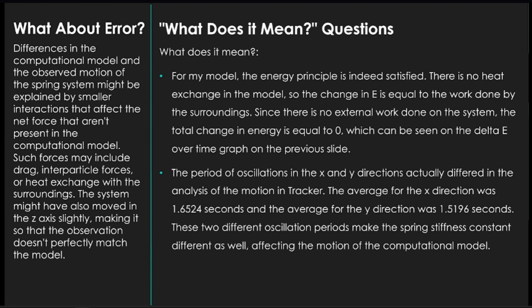The period of oscillations in the x and y directions actually differed in the analysis of the motion in Tracker. The average for the x direction was 1.6524 seconds, and the average for the y direction was 1.5196 seconds. These two different oscillation periods make the spring stiffness constant different as well, affecting the motion of the computational model.